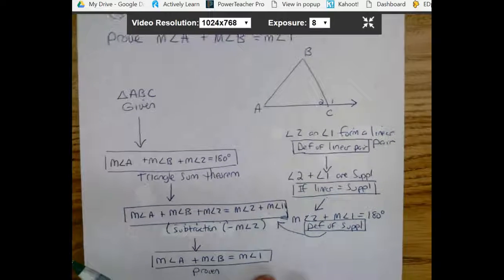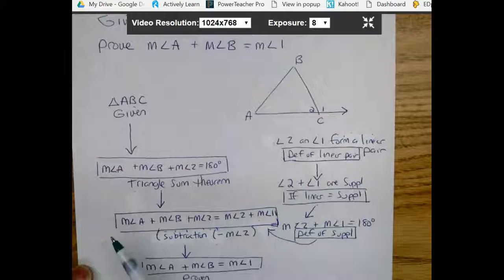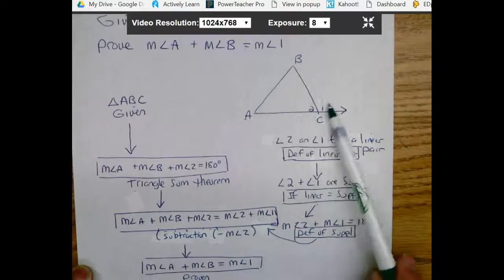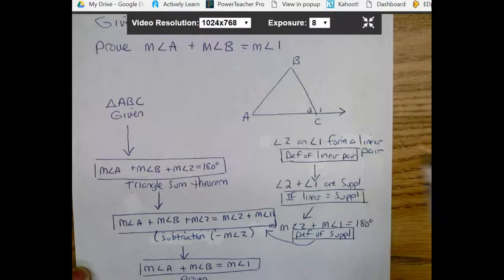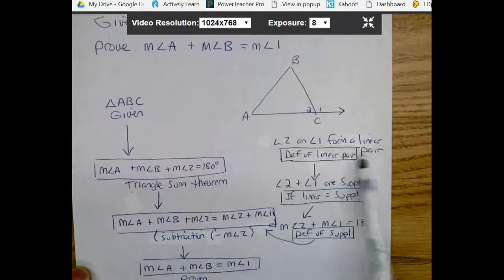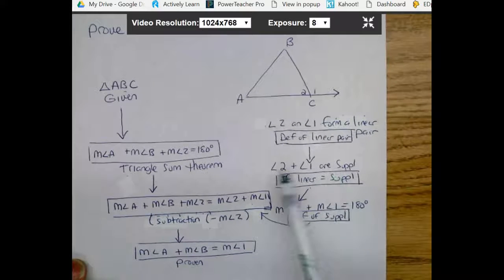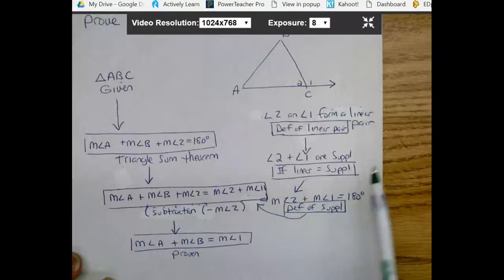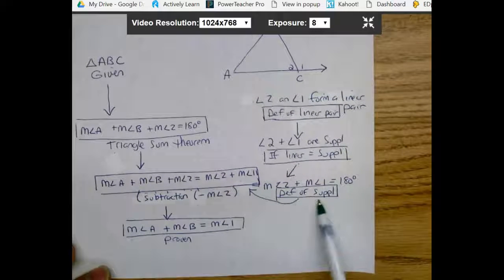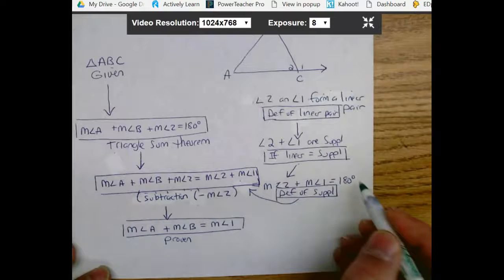But then we could also look at these other two parts of this. So we have angle 1 and 2, and we could say that these two form a linear pair. So we would write that angle 2 and angle 1 form a linear pair, by the definition of a linear pair. And then we also know if they're a linear pair, they're supplementary. So angle 2 plus angle 1 are supplementary, because if they're linear, they are supplementary. So then the definition of supplementary is 180 degrees. Okay, so then we have these two things that are equal to 180 degrees.